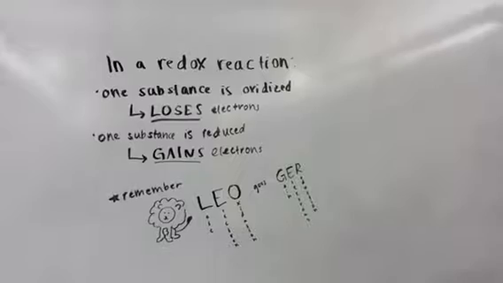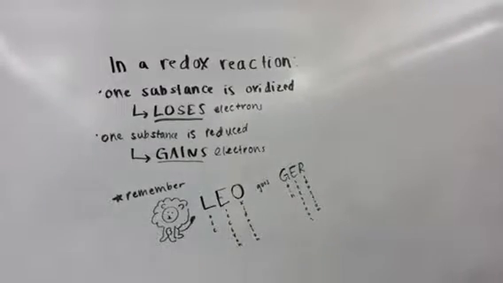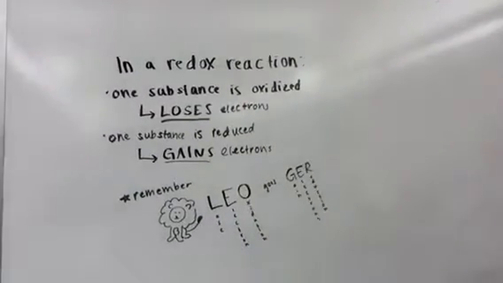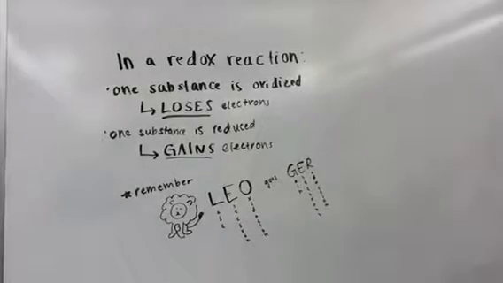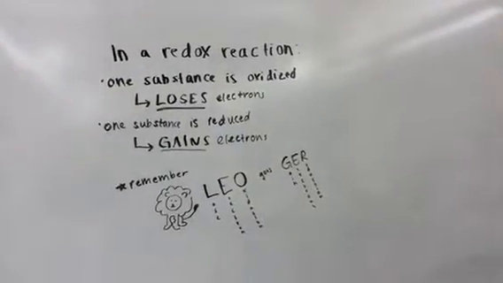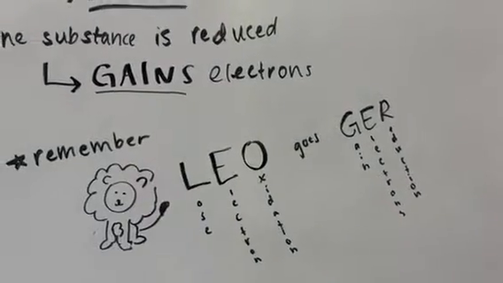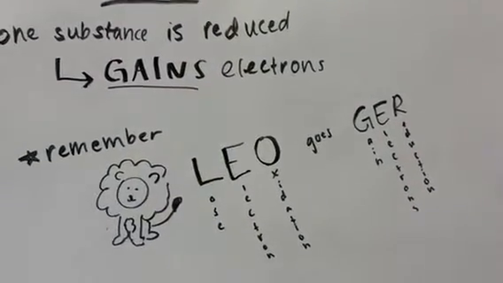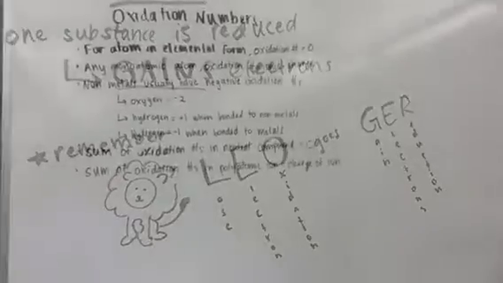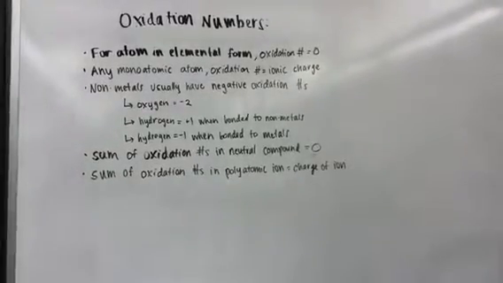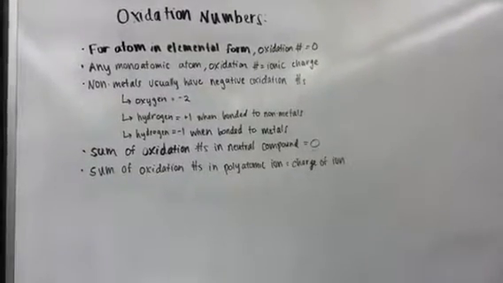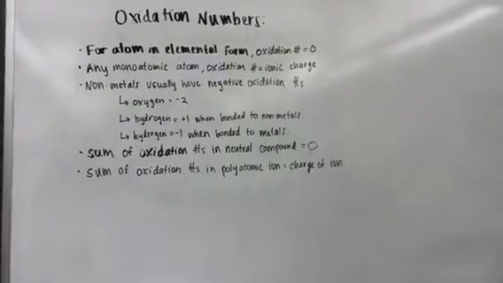In a redox reaction, one substance is oxidized, so it loses electrons, and one substance is reduced, so it gains electrons. An easy way to remember this is LEO goes GER. So lose electrons, oxidation; gain electrons, reduction. Oxidation numbers are something to help us keep track of whether a substance is oxidized or reduced during a reaction.